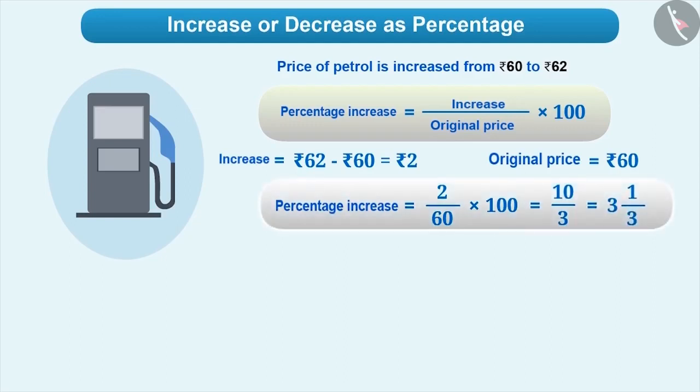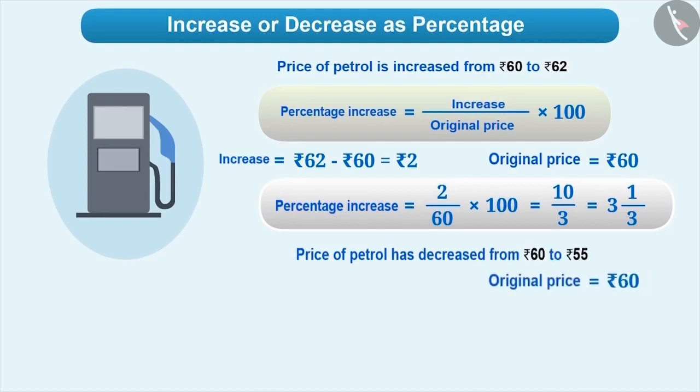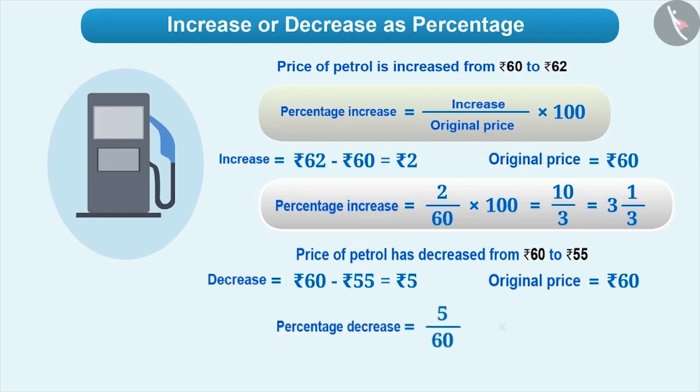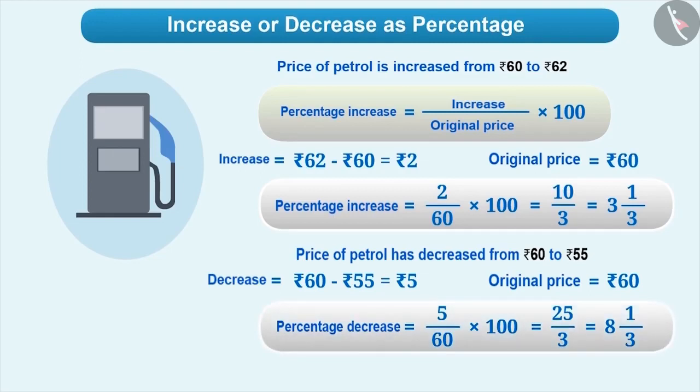Similarly, suppose price of petrol has decreased from 60 to 55. Then here, the original price will be 60 and decrease is 60 minus 55, which is 5. So percentage decrease is 5 by 60 into 100, which is 8 1/3. Remember that increase or decrease as percentage is always obtained on the original price.